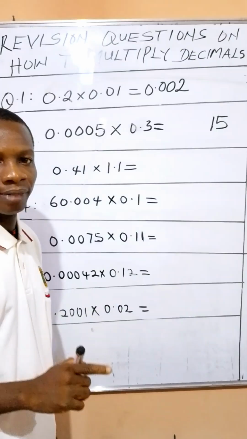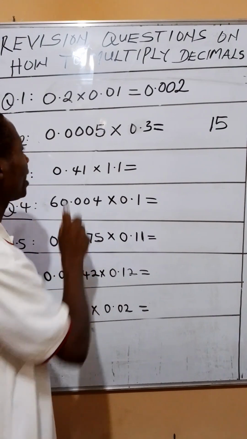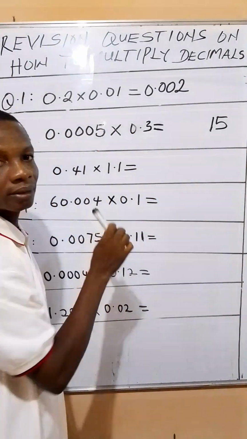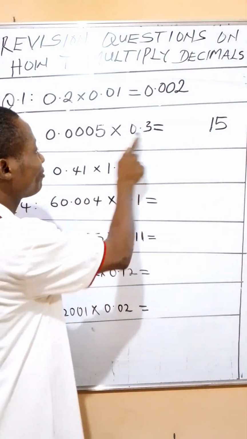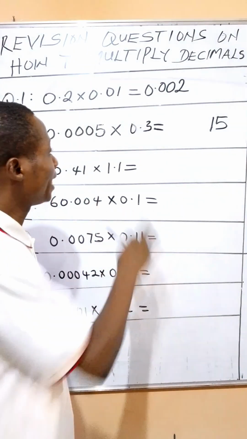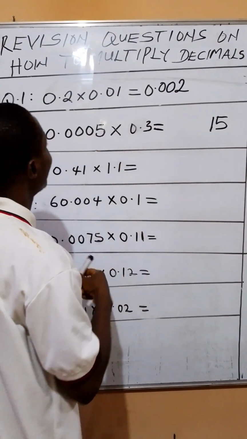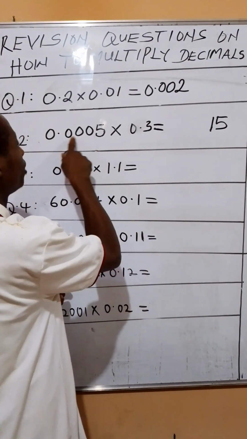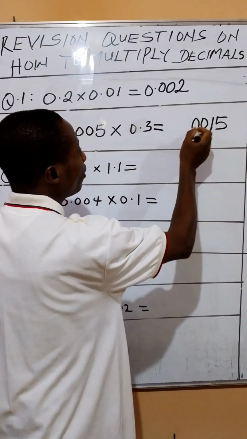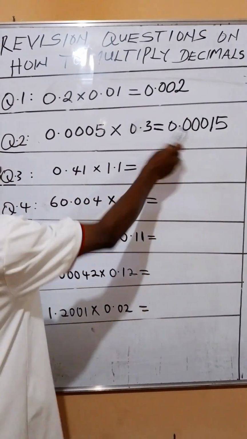Then count the number of decimal places. Here we have 1, 2, 3, 4 after the decimal point, and 1 in the other, that is 5 altogether. Now out of that 5 decimal places, we already have 2, which means we need an extra 3. There are no other numbers to cover it, so use 0 to cover the 5 decimal places. This is what you are going to get when you multiply these two.